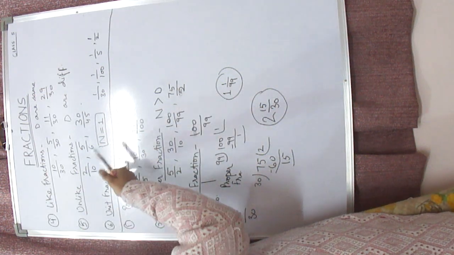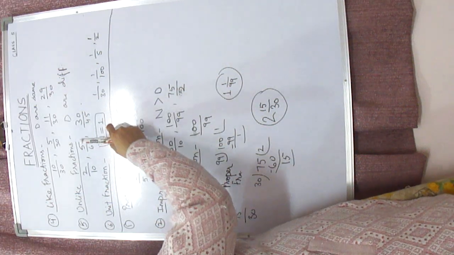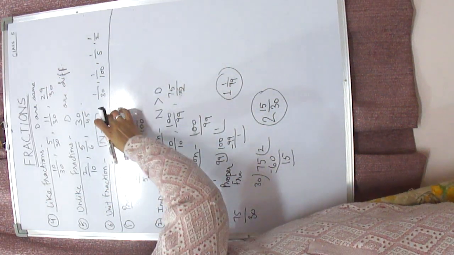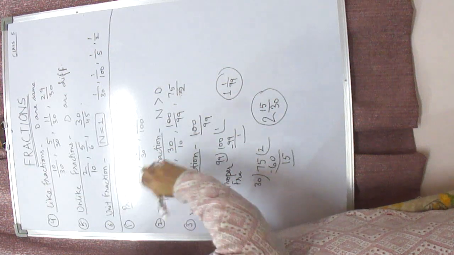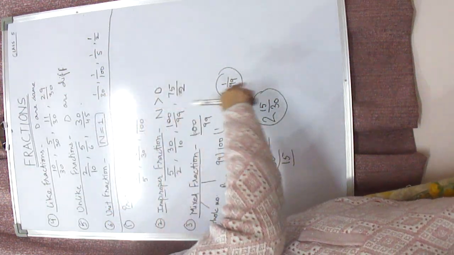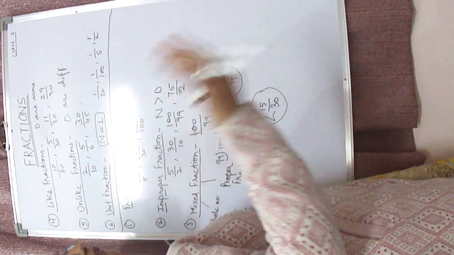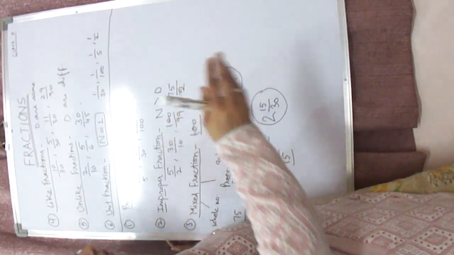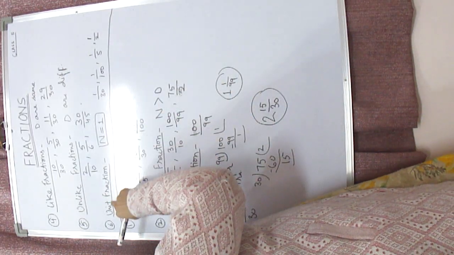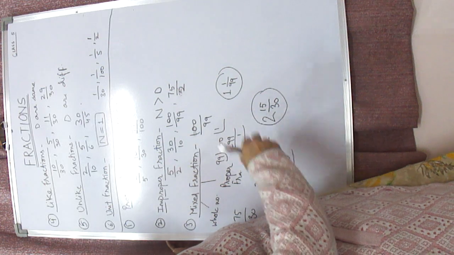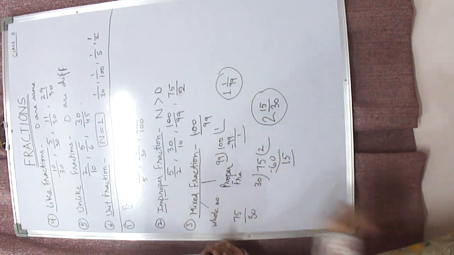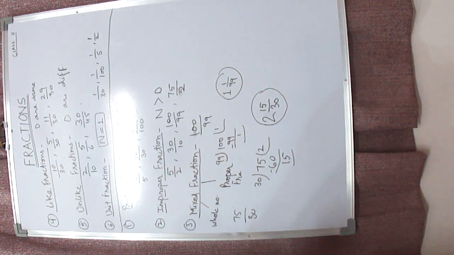Next is unit fraction. What is unit fraction? Unit fraction is described where my numerator is equal to 1. So 1 upon 30, 1 upon 100, 1 upon 5, 1 upon 2, no matter what my denominator is, it becomes a unit fraction where my numerator is equal to 1. I hope it's clear to all.